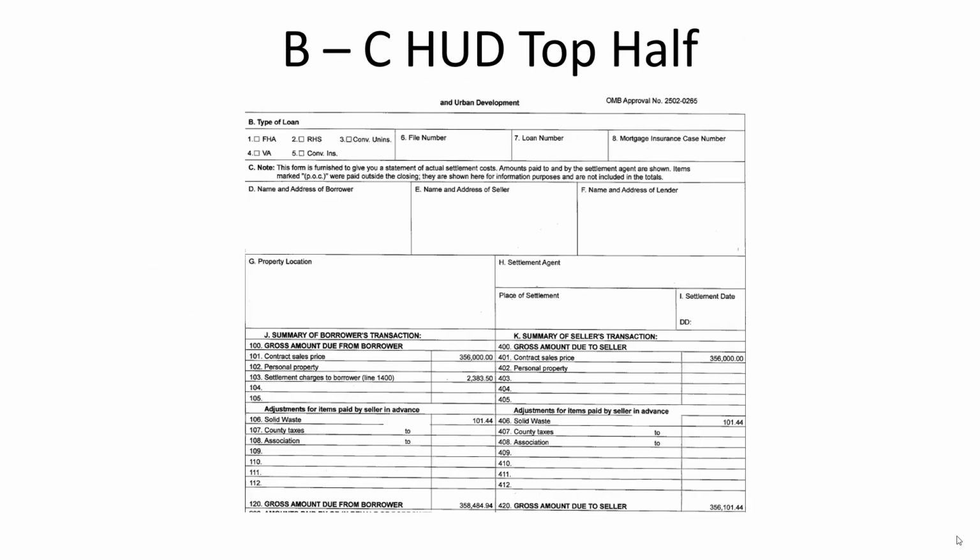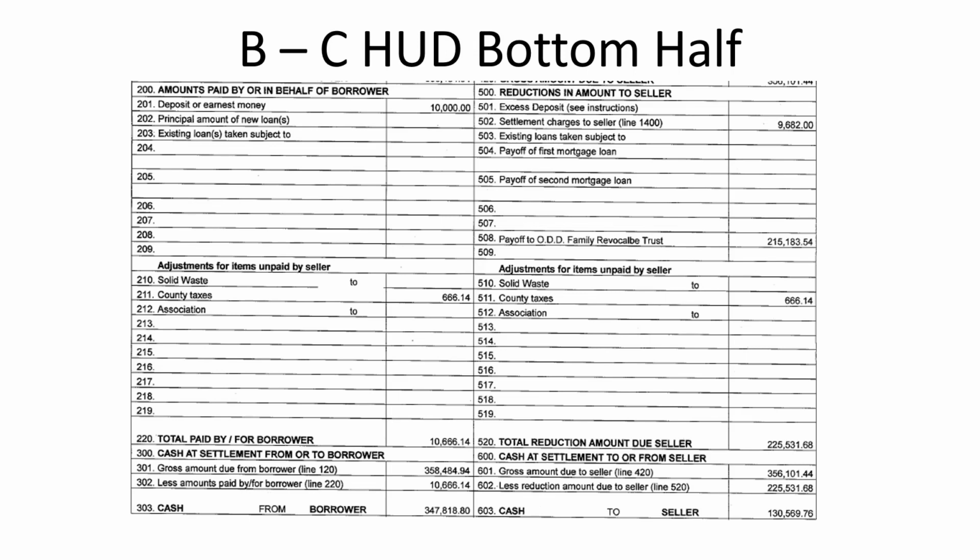top half. Again, this is the second leg of the transaction the investor is selling. What's important here is simply the sale price. All the other numbers are inconsequential on this part of the HUD. This is the B2C bottom half of the same HUD.